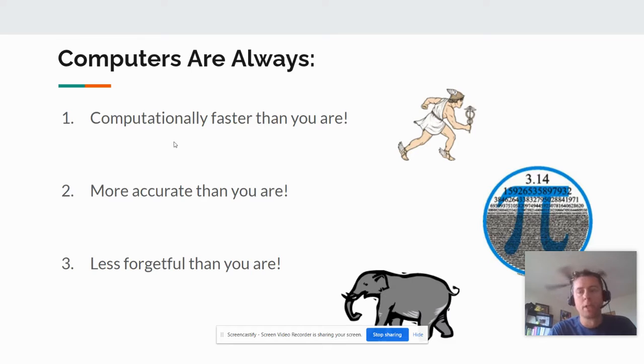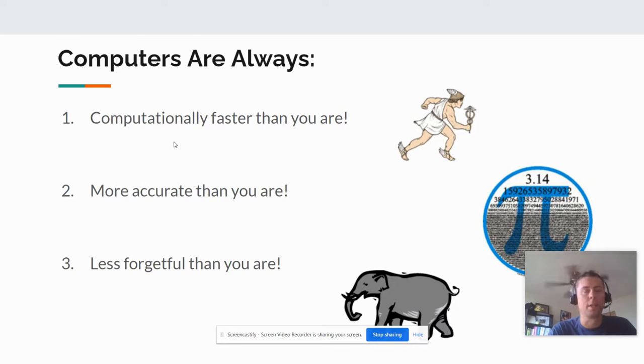First of all, computers are a couple things, and they're not much better than us in any particular way, but they are computationally faster than us. They can do simple arithmetic lightning fast, whereas we need time to process certain information. They are vastly more accurate with the number of digits that they can go out to and what they can accomplish in said time. And they are far less forgetful.